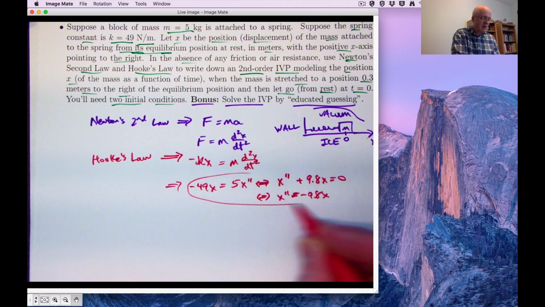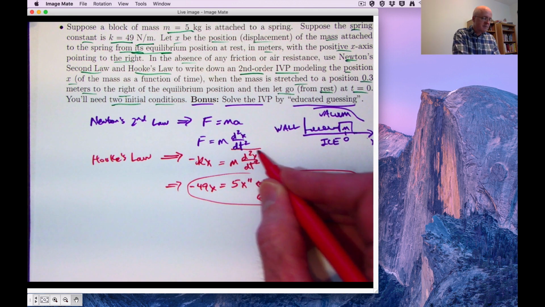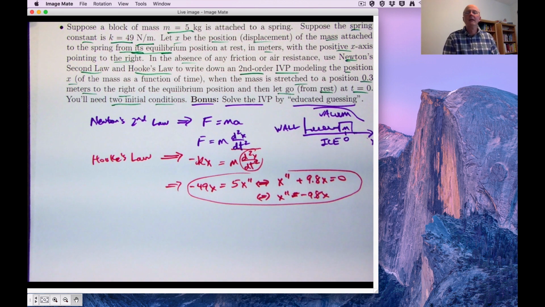Any of these equations is okay, and you can also use the Leibniz notation in place of x double prime. Any of these is okay for the answer to the differential equation, but not for the initial value problem.